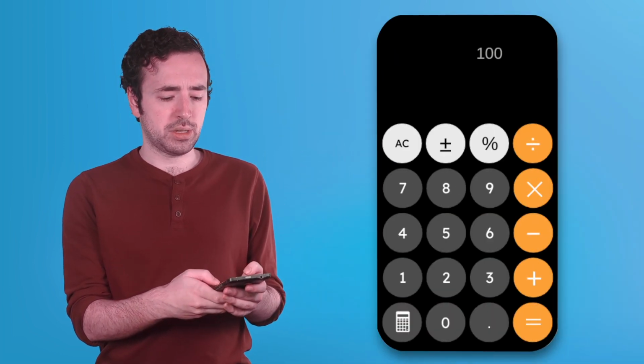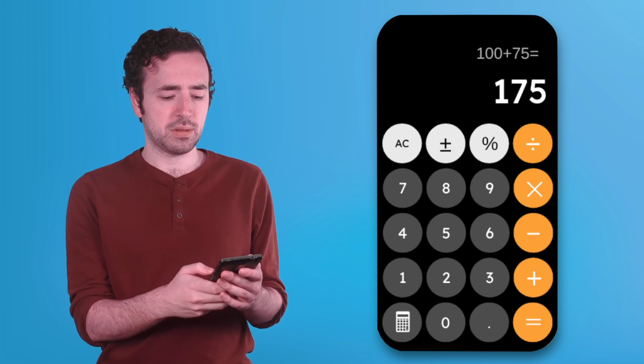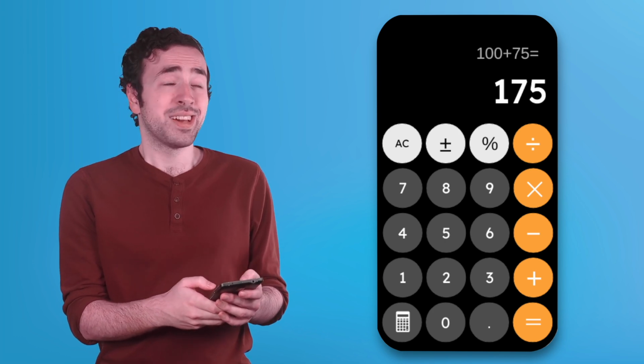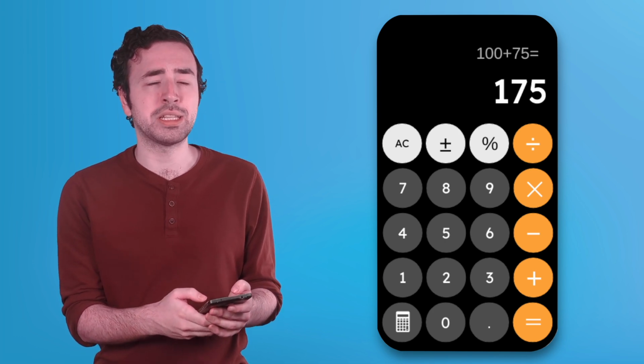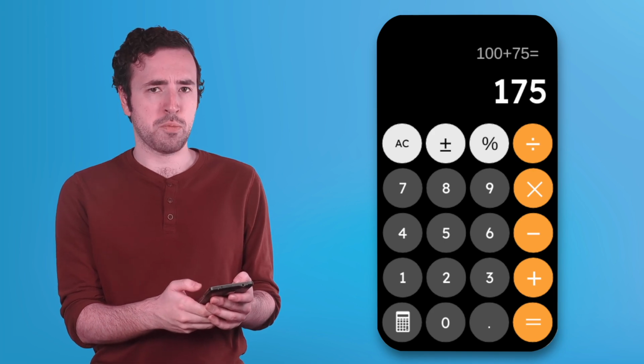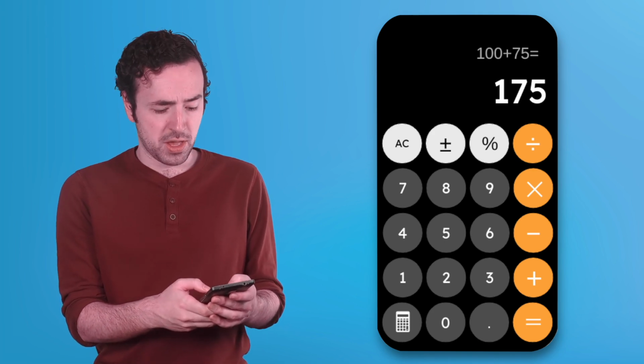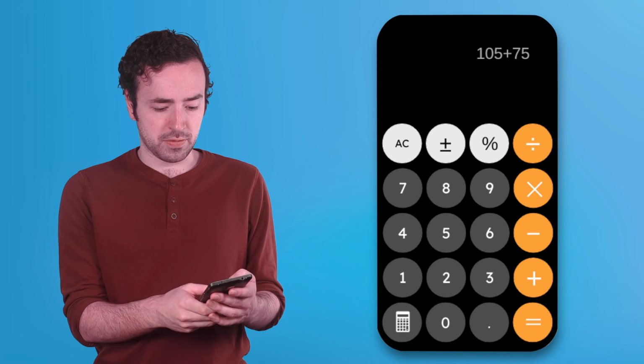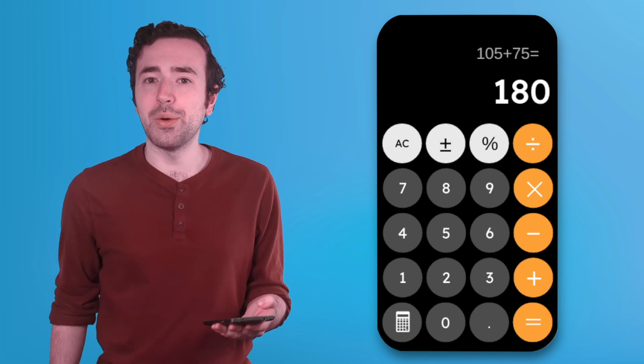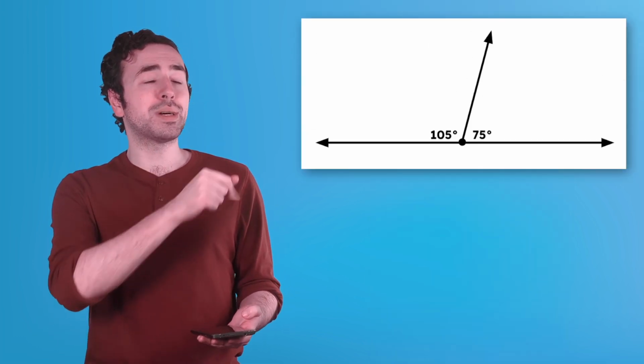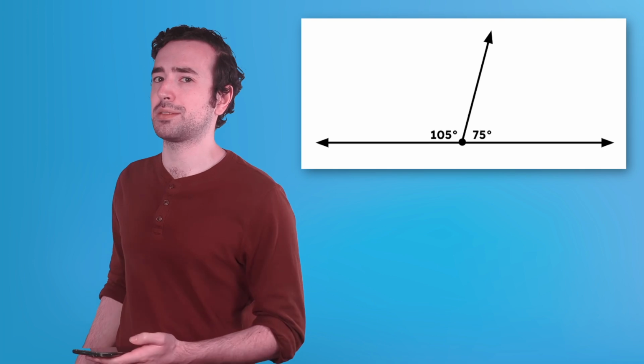Let's start with 100. What would 100 plus 75 be? 100 plus 75 equals 175. That's less than 180, so I need to go higher. So how about 105? 105 plus 75 equals... there we go, 180. The unknown angle must be 105 degrees.